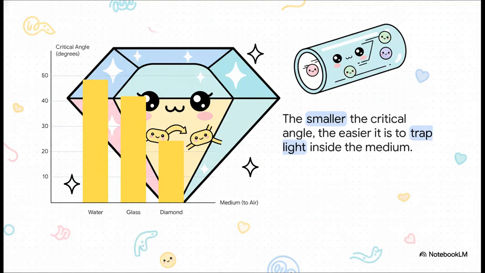And this chart really shows you why diamonds are so special. Look at that critical angle. A diamond's is only 24.4 degrees. That is tiny compared to water or even glass. What that means is that it is incredibly easy to trap light inside a diamond. Almost any light that goes in gets bounced around internally over and over before it can escape, creating that dazzling, fiery sparkle that we love so much.